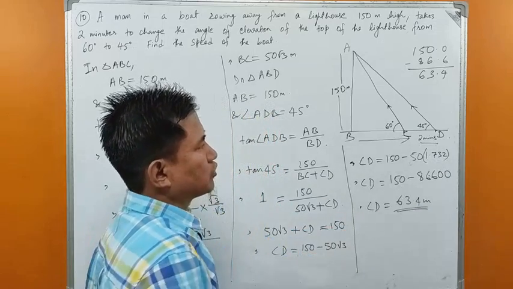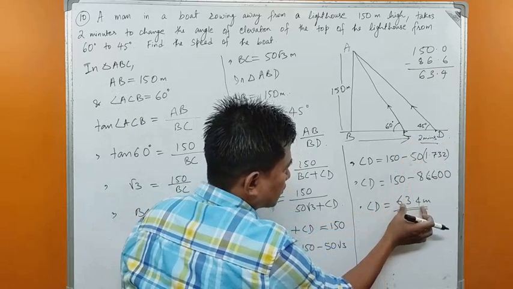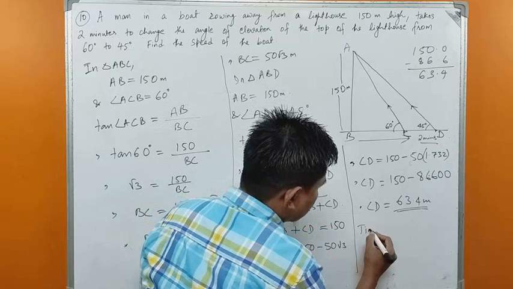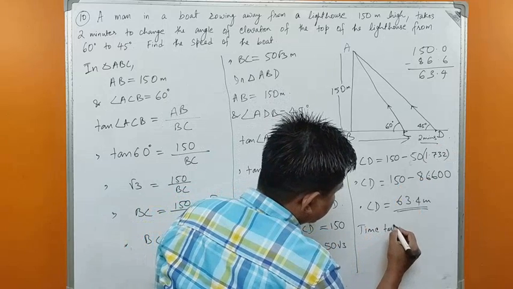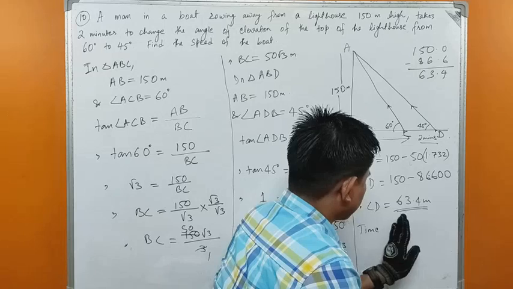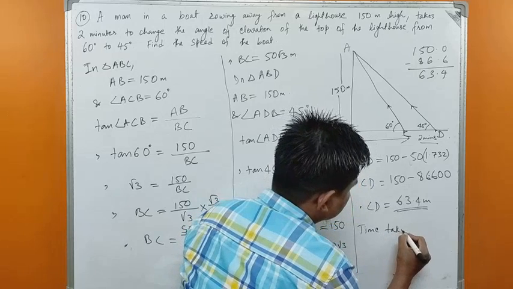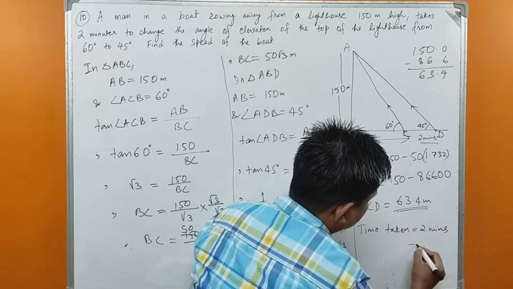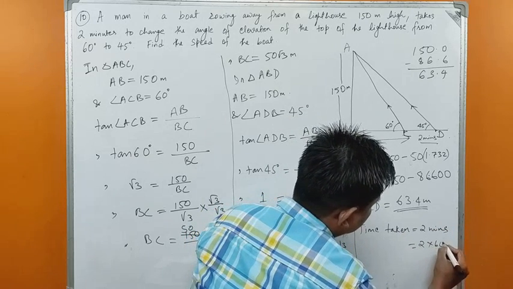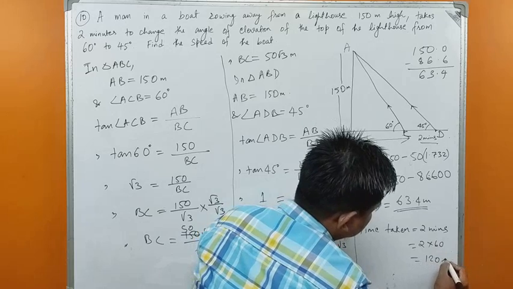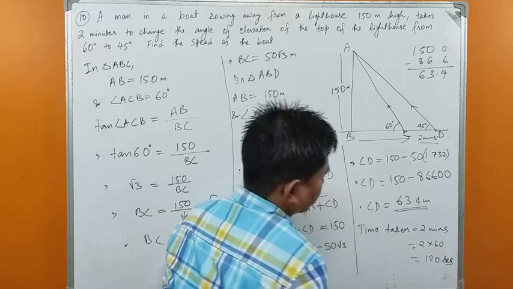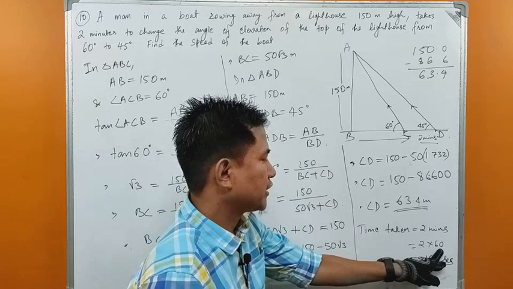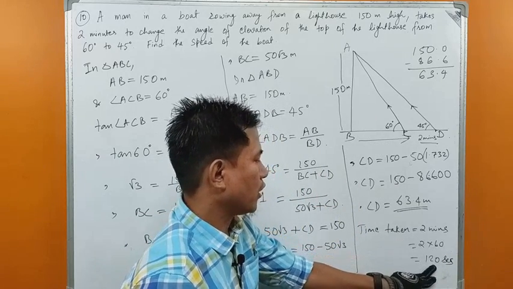The time taken by the boat to cover this distance, 63.4 meters, is 2 minutes, isn't it? So time taken by the boat equals 2 minutes. Now let me convert this into seconds. 2 into 60 equals 120 seconds, isn't it? So time taken is 2 minutes, I multiply with 60 and convert these minutes into seconds, 120 seconds.